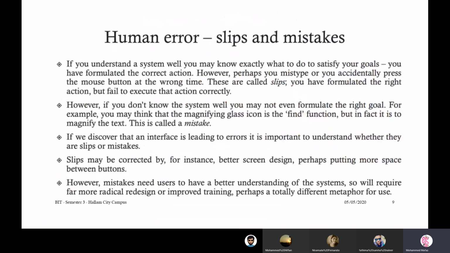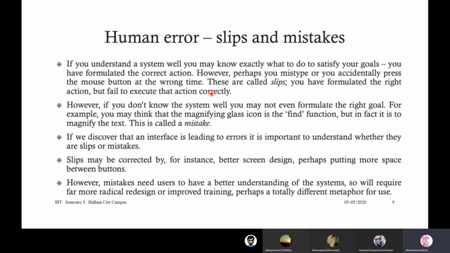Then discussing human error, two types of errors are common: slips and mistakes. If you understand a system well, you may know exactly what to do to satisfy your goals. You have formulated the correct action. However, perhaps you mistype or you accidentally press the mouse button at the wrong time. This kind of error is known as a slip. You have formulated the right action but failed to execute that action correctly, right?